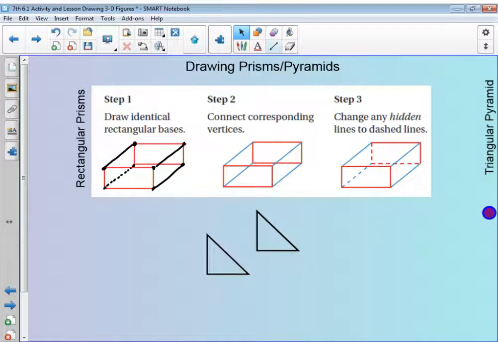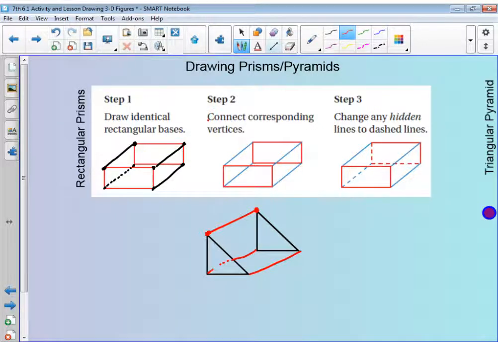So that was step one, drawing identical bases. I chose triangles this time. The next step is to connect corresponding vertices. So the top of my triangles, I'll go ahead and connect those. And my front edge of my triangles, I'll connect with straight lines. And then my back edge, I'm going to do as a dashed line just so that it looks neater. It's not very straight; you could use a straight edge to do that. So there's a triangular prism.